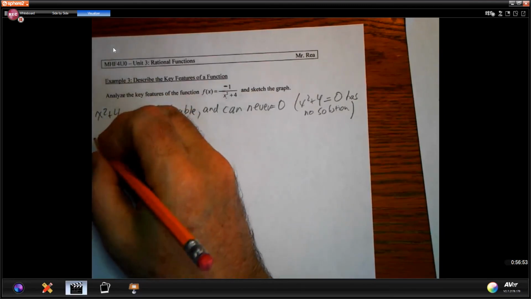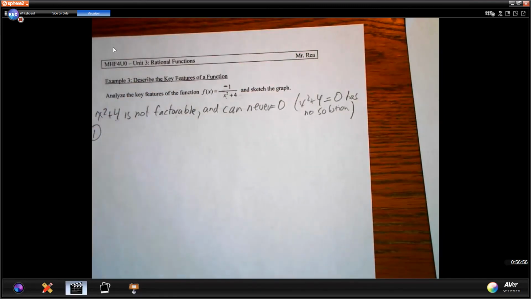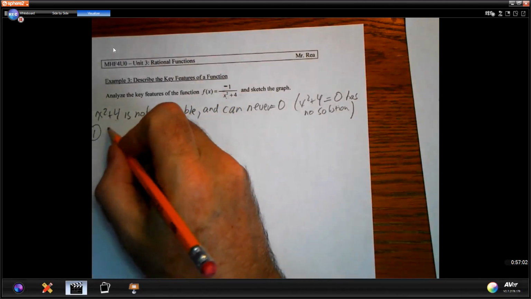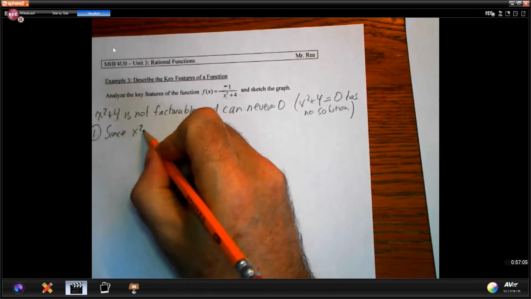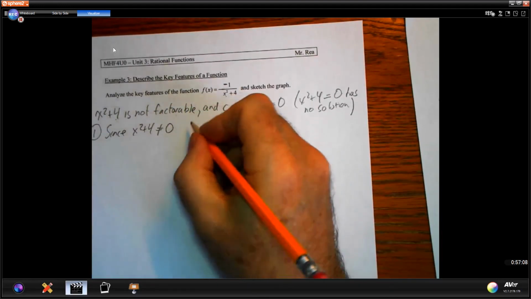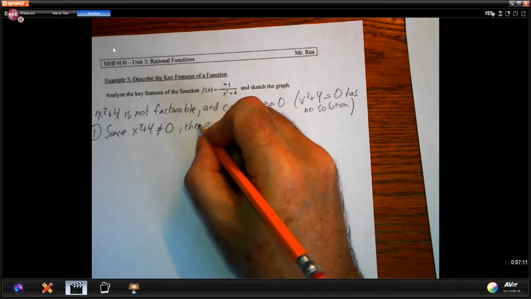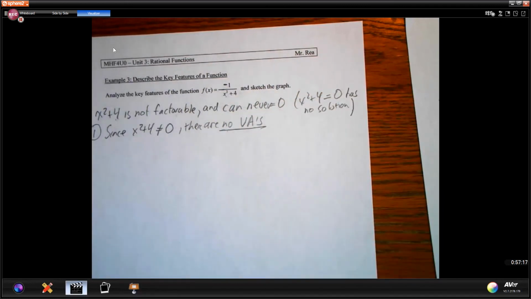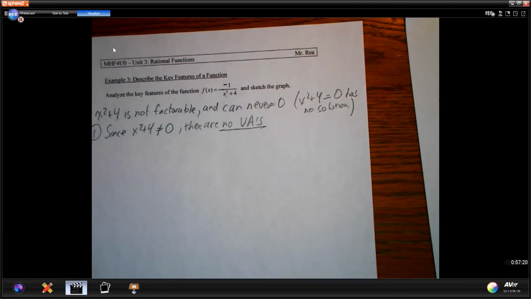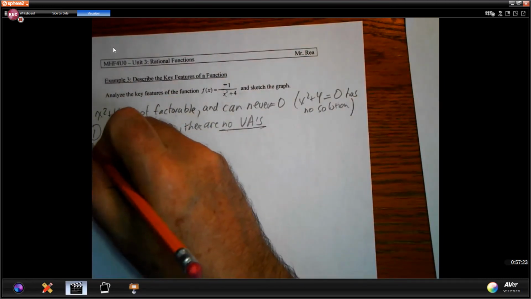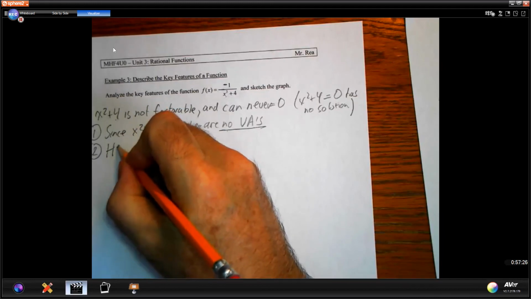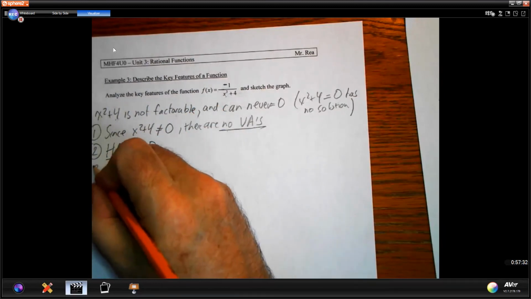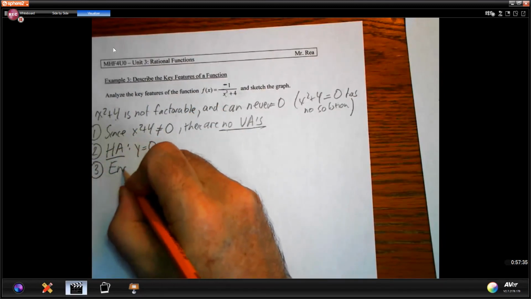Now finding the vertical asymptotes, we basically just determined that x squared plus 4 can never be 0. So since x squared plus 4 cannot equal 0, there are no vertical asymptotes. And that's the first time we've ever seen that. Now, what about horizontal asymptote? Yes, there still is one, which is the old reliable y equals 0. Now, when we're doing end behavior, I don't have to do it for vertical asymptotes because there aren't any.